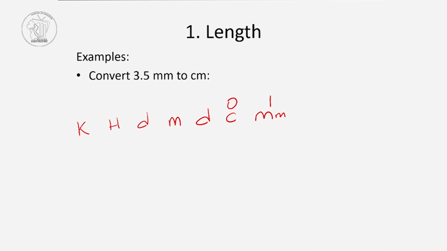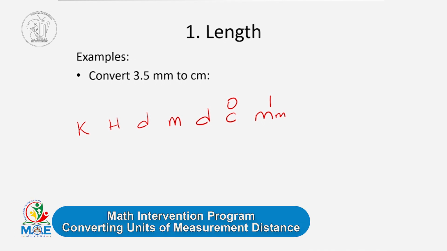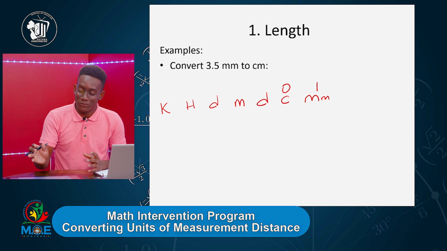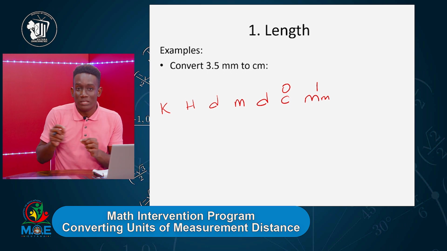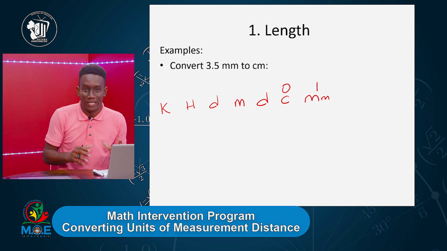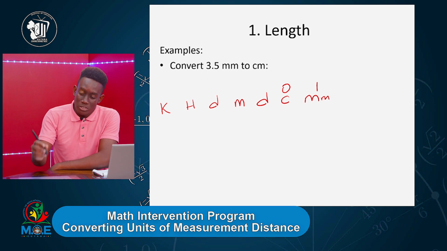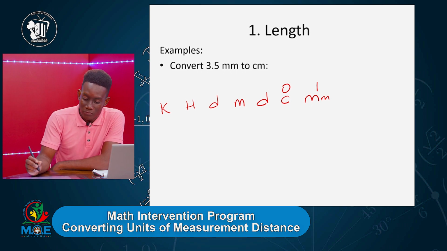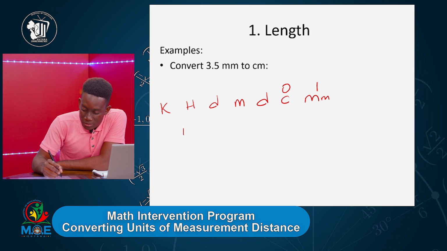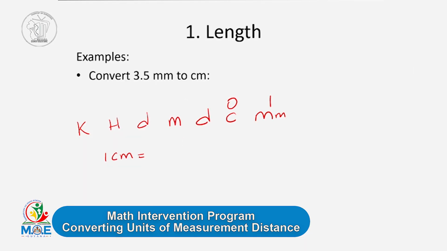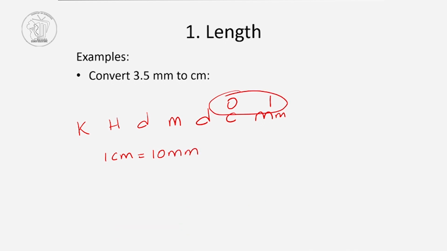So we see in this case now we have a number. We can see the number 10, but the number 10 is written back to the front. So when you see the number is written back to the front like this, instead of multiplying, we have to divide. So when the number is back to the front, we have to divide by that number. So we know cm is the larger unit of the two. So we say 1 cm is equal to 10 mm. So because the 10 is back to the front, we have to divide.